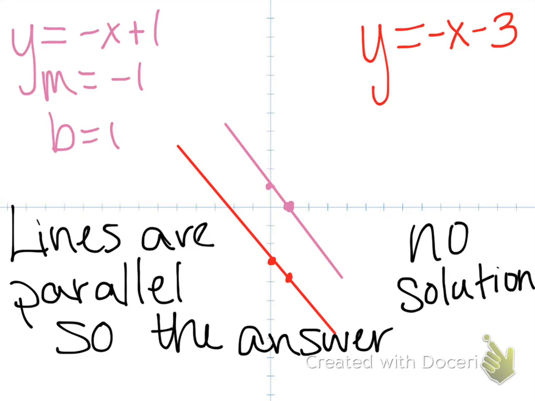From here, we would go down 3, plot a point. From that point, we would go down 1, right 1, and we would draw a line through those 2 points. We then would identify that these 2 lines are parallel. So our answer to where they cross would be no solution because they will never cross.